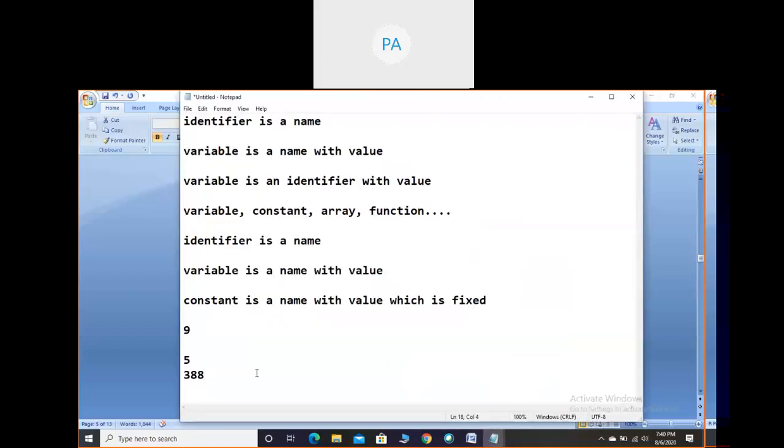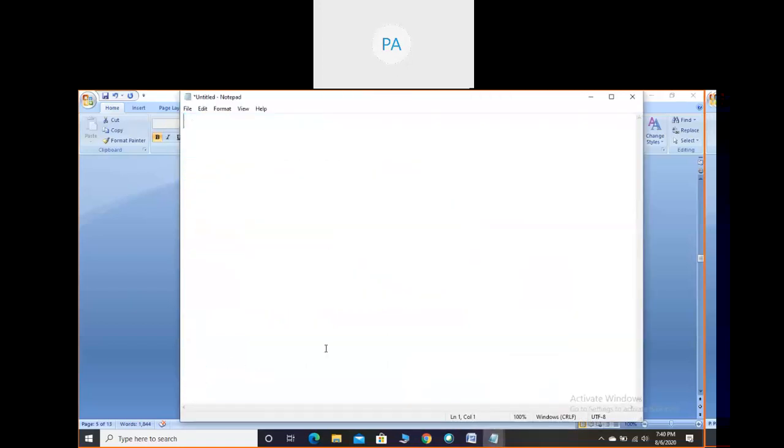If I want to write 7, this is correct. Without any sign you can write it, or plus 7, or minus 7. Only the plus and minus symbols are allowed, not other symbols. If I write star 7, this is not a constant, because the star symbol is not allowed. If you write without any sign, it is assumed to be positive: plus positive, minus negative. These are the two symbols allowed in a decimal integer constant.